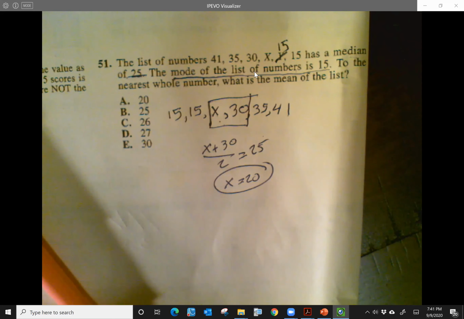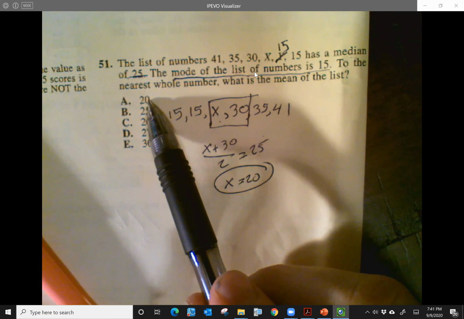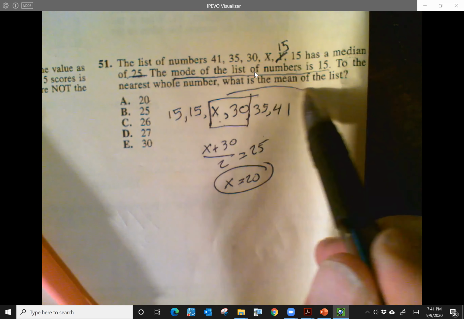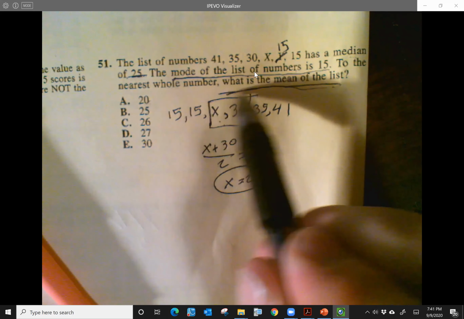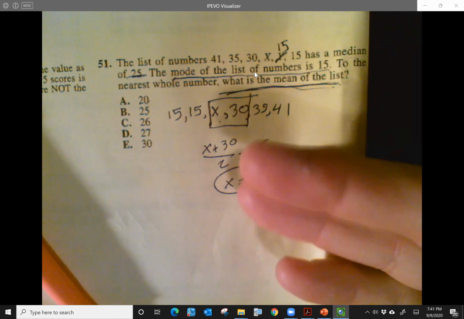Now be careful. ACT loves to do these halfway answers. Do you all see the 20 there? It's not the answer. The question says, what's the mean of the list? So a lot of times we get really excited that we got an answer. We see it in there.